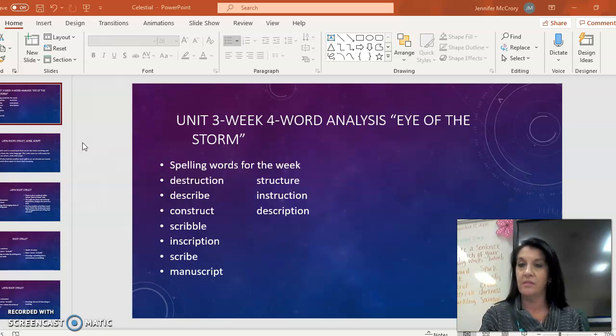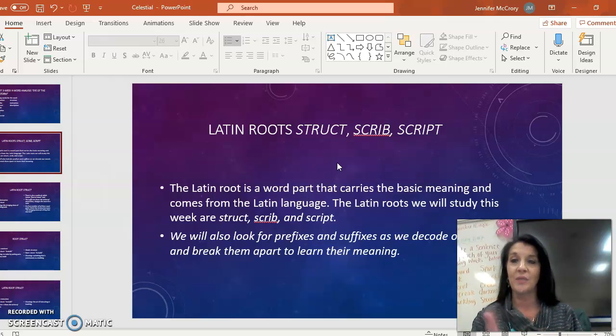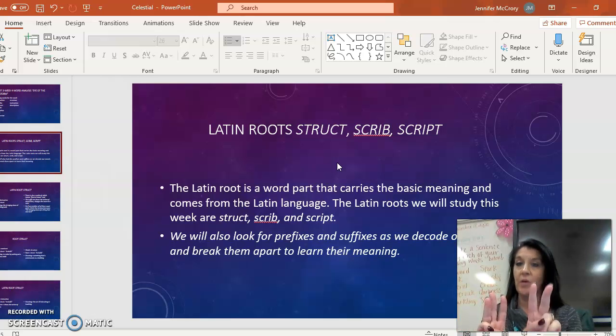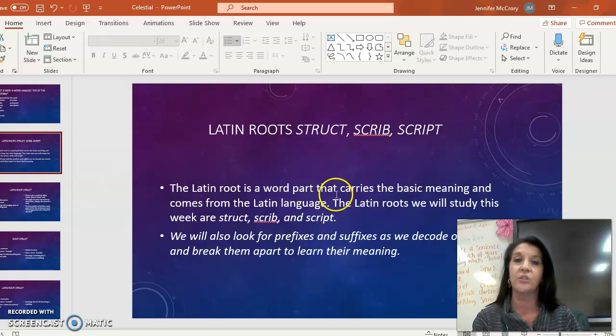Can you guess by any chance what you think we're going to be talking about this week? I bet you can't. All right, let's see what you think. Oh, did you think we would be talking about Latin roots? Well, we are. Guess what? Once again, we're going to throw in 3 new roots to talk about: struct, scribe, and script. All right, so let's take a look.